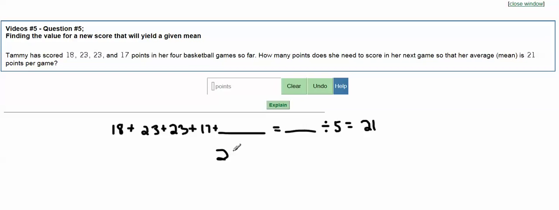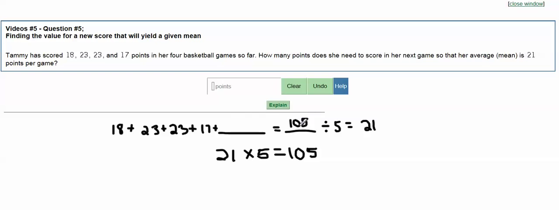We'll take 21 times 5, and we would get for that 105. So we know that in order to average 21 points per game in 5 games, the amount of points that she needs will have to equal 105. So she'll need a total of 105 points to get an average of 21 points per game. That, however, is not the answer.